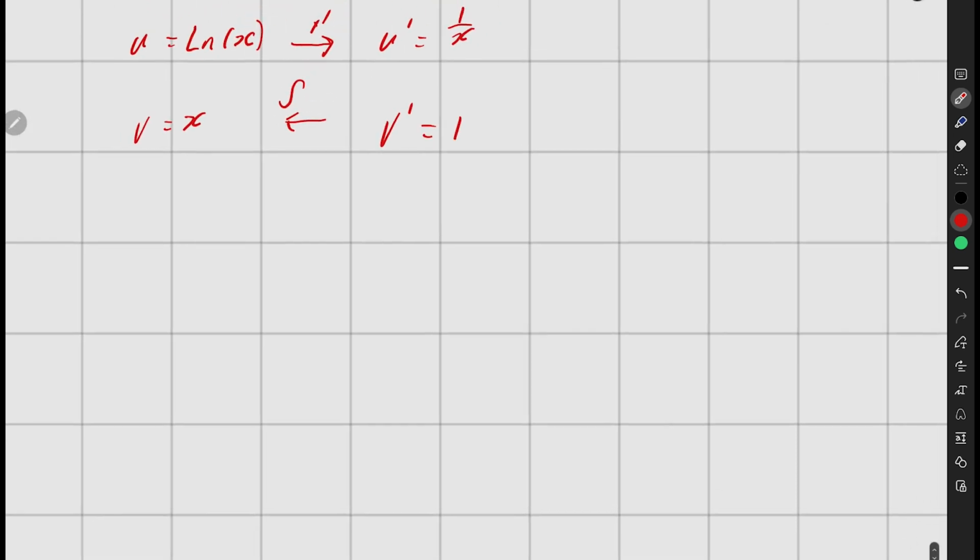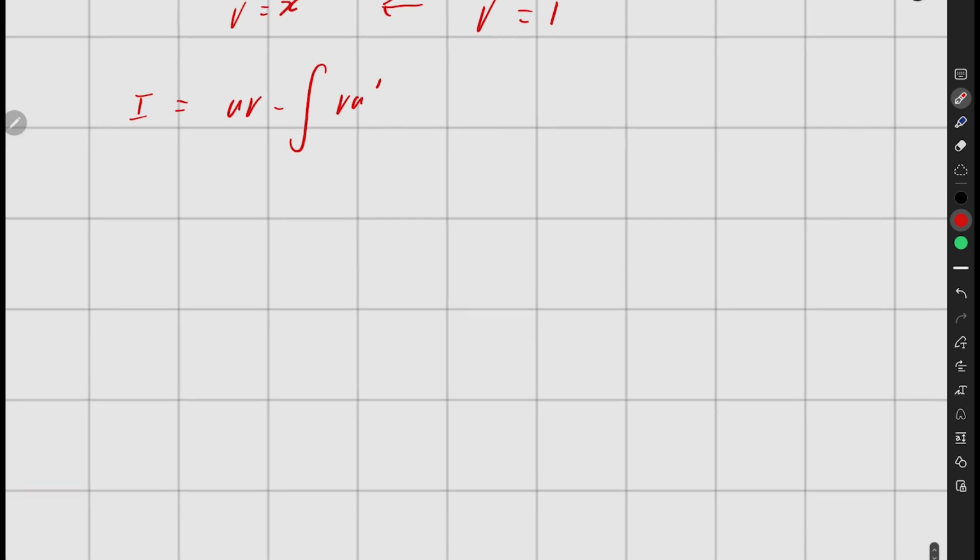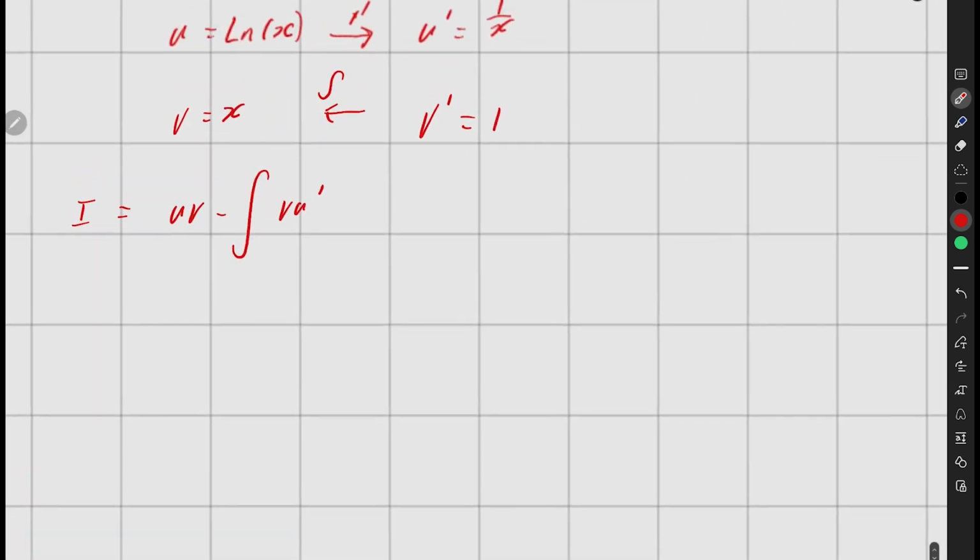So once we've done that, what integration by parts looks like is we have the formula. We're going to have u times v. So our integral, we'll write that as I equals u times v minus the integral of v u dash. So now all we need to do is plug the numbers in.